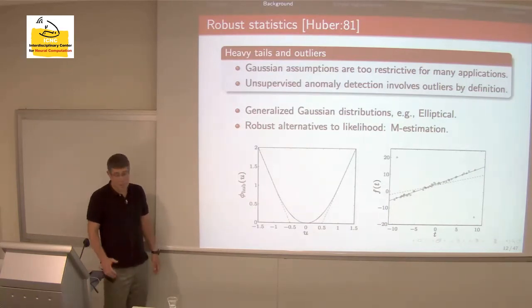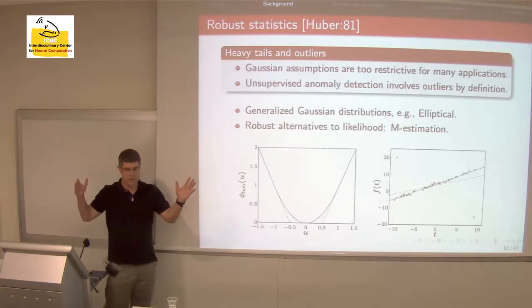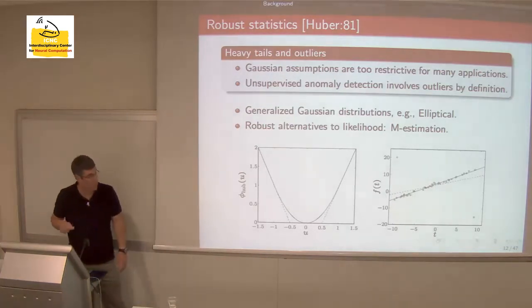Sometimes you should take the likelihood and choose a more robust objective function. This is the classical example where you show the least squares, the quadratic objective, versus Huber's objective function for standard regression, and you see that Huber's regression on the right doesn't take into account the two outliers because it's quadratic in the middle, but then becomes linear, and the outliers affect it less.